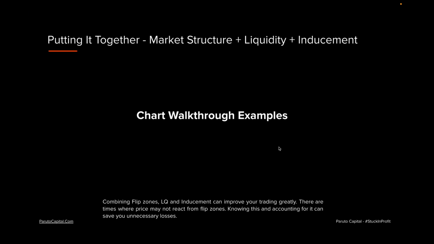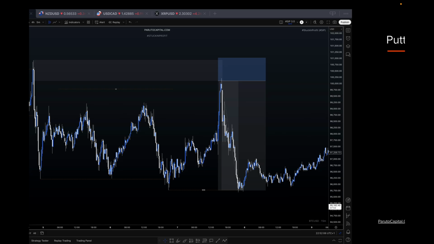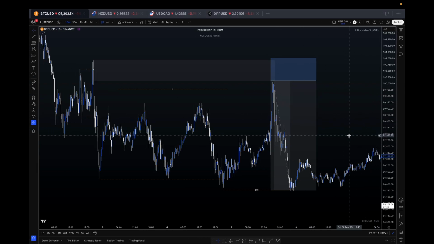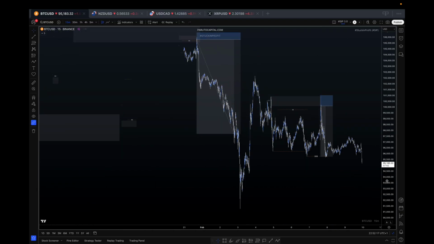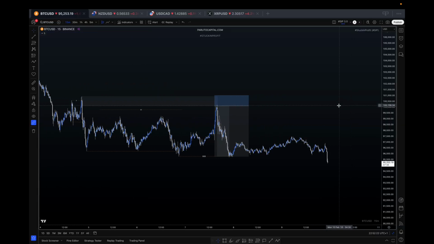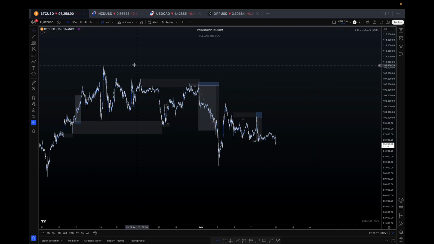All right, so let's go through the chart. Okay, so we're going to be going through a few examples of piecing everything together, essentially. Okay, so market structure, liquidity, and inducement. So here I have Bitcoin. As you can see, this is very recent price action on Bitcoin. At the time of recording, today is the 9th of February. So you can see here we have Bitcoin doing its thing.